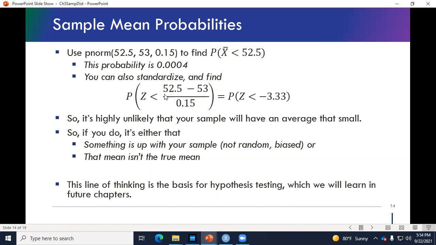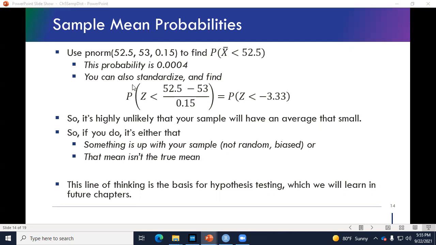And an alternative way to get this is to standardize this x bar to this z, where you do the same operation on the right hand side, and you can get this equivalently. This probability is small. What does that mean? Probability being small means it's very unlikely that your sample will have an average that small, like less than 52.5. So if you do get a sample like this, it's either because something is up with your sampling, like it's not random or it's biased, or the mean, which we were supposing that we know, is wrong.